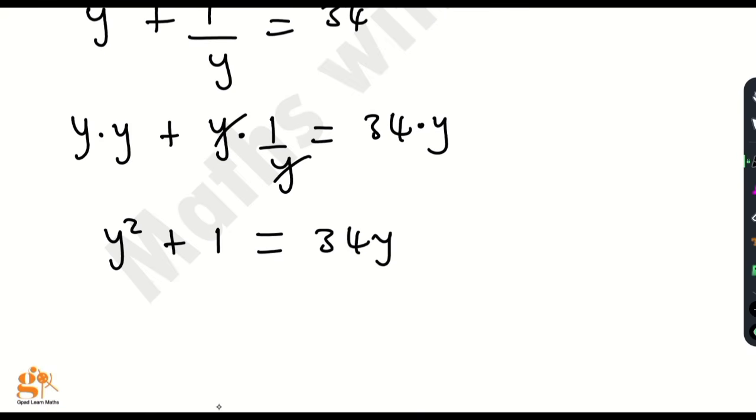So I'm going to transpose 34y to the left-hand side. So I'm going to have y squared minus 34y plus 1 is equal to what? 0. Now you can do a couple of things. You can use the formula method to get the value of y, or use completing the square method. So I'm going to use completing the square method because for most of my videos, I've been using the formula method. So let me make an exception for this particular question.